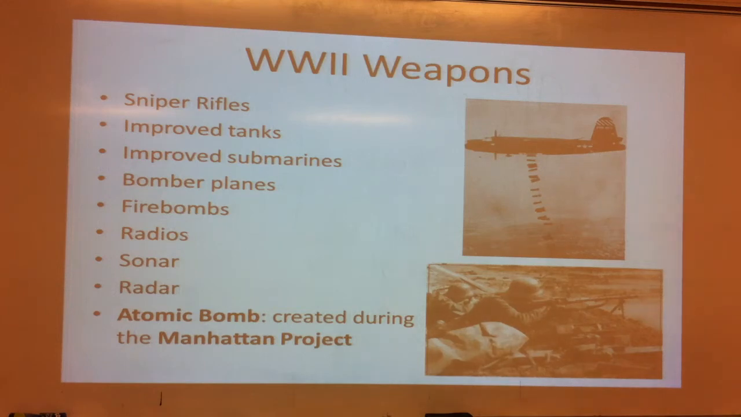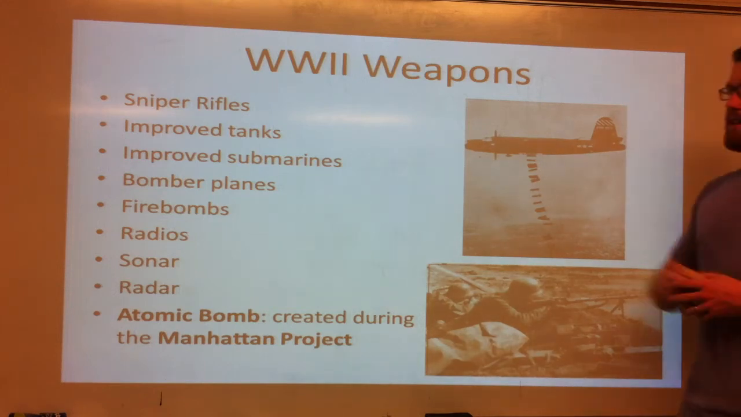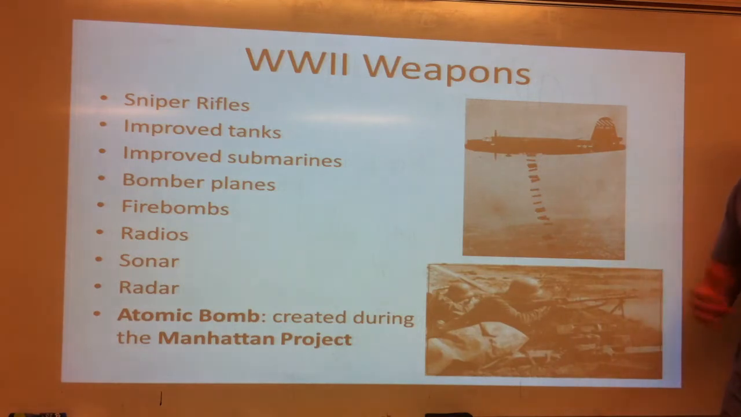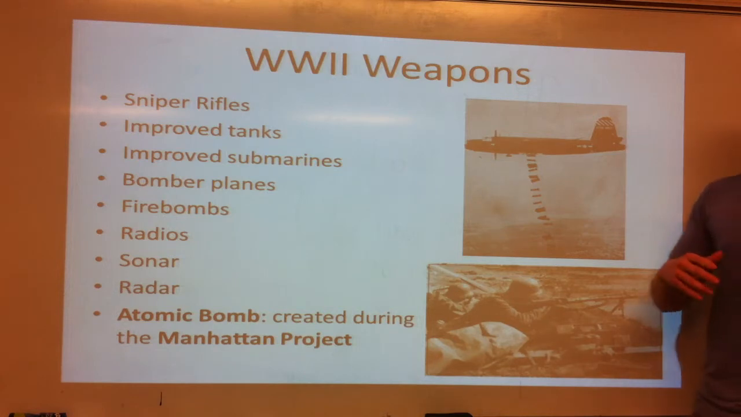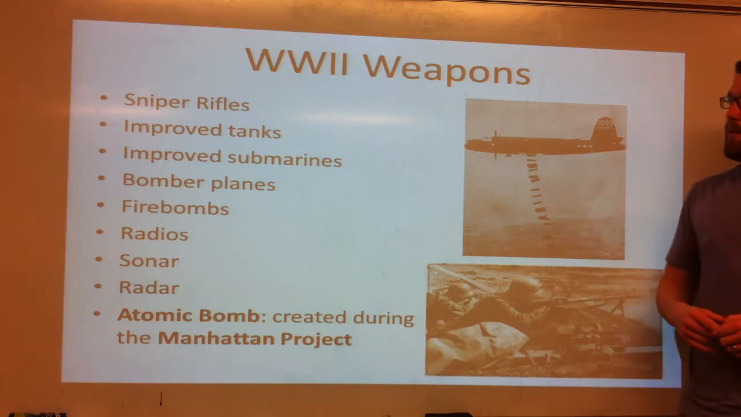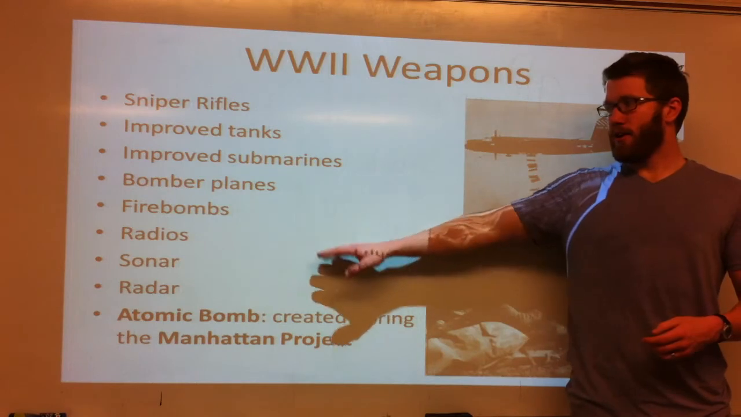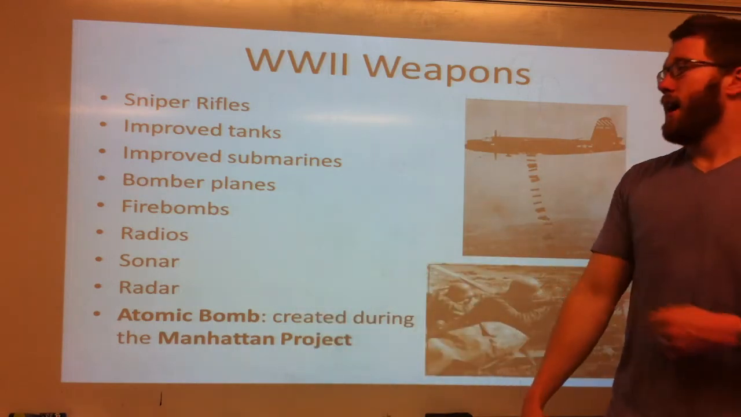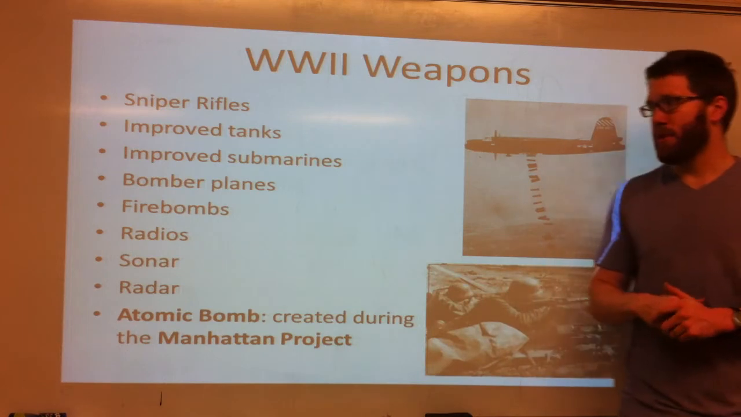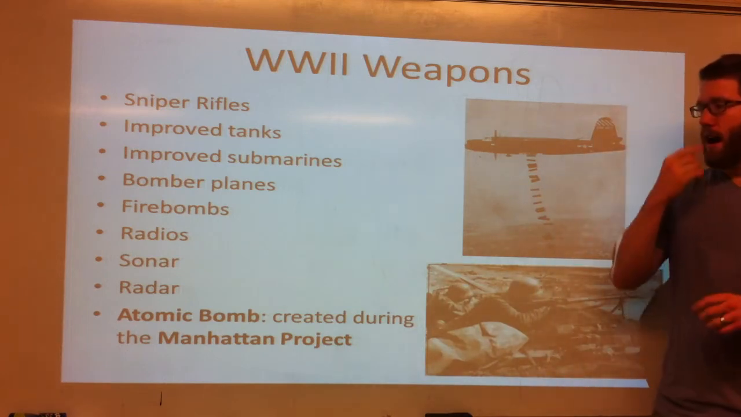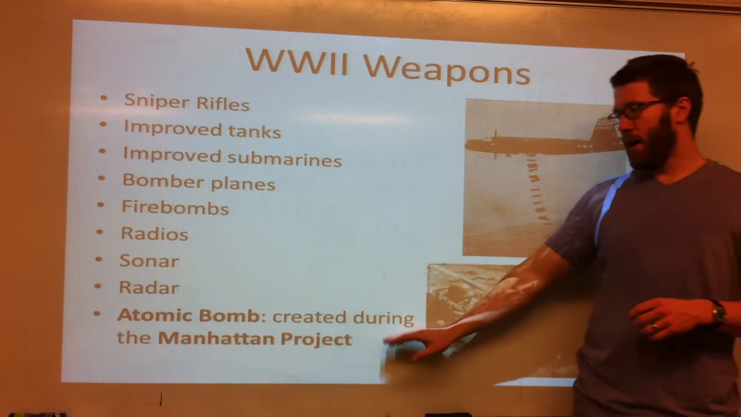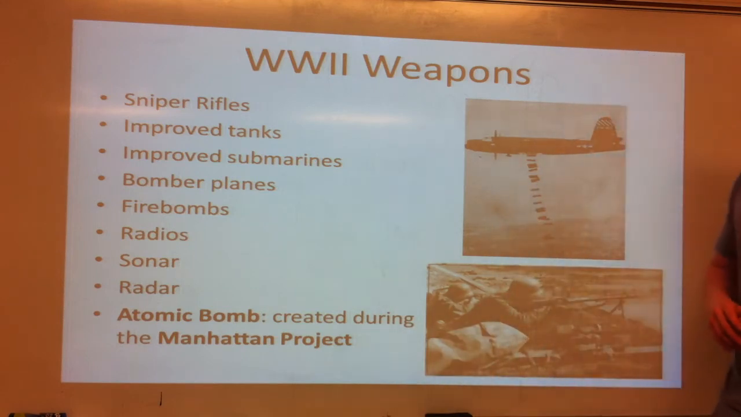Now, in fighting, they started using even more advanced technology: sniper rifles, improved tanks, improved submarines, bomber planes, which they hadn't had before, with fire bombs, which could basically destroy a building or a city block. Radios, sonar, and radar. Radios were used for communication. Sonar and radar were used to try to detect your enemies from planes or boats or submarines. And then they also developed something called the atomic bomb in a secret project called the Manhattan Project, where they were developing this very powerful bomb. And we'll get back to that at the end of World War II.